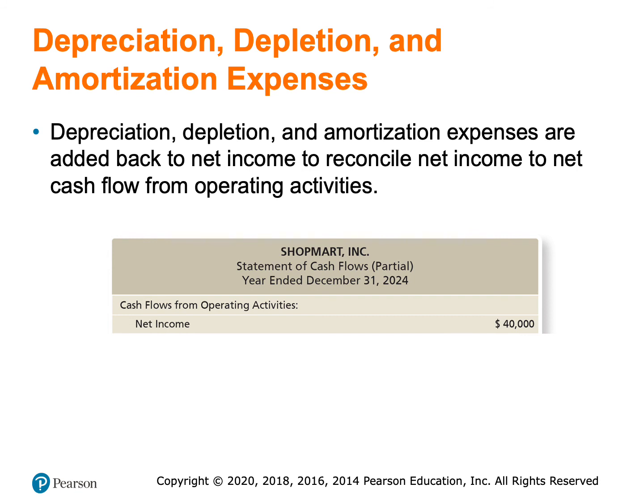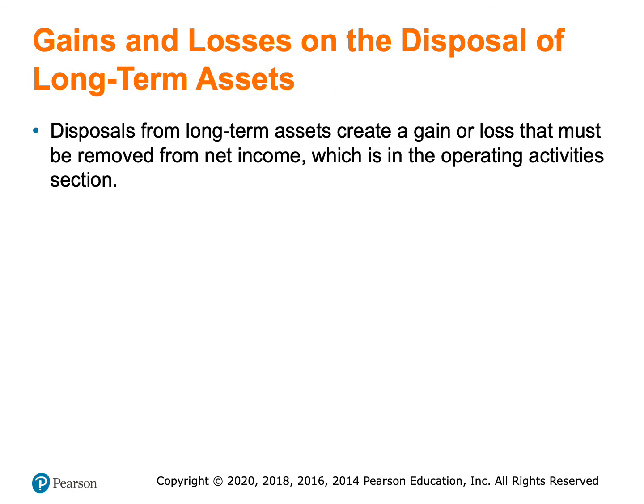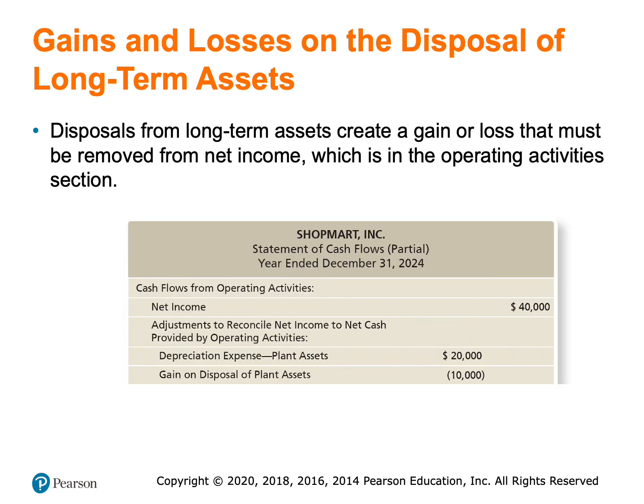Next, I'm going to look on my income statement and find depreciation expense. Whatever that amount is, I want to add. So the next thing, I'm going to see that depreciation expense was $20,000. So I'm going to add $20,000 to that, treat it as a positive number because it's an add. Now I want to look and see if there are any gains or losses in the other revenues and gains section of my income statement. I see that I had a gain of $10,000.